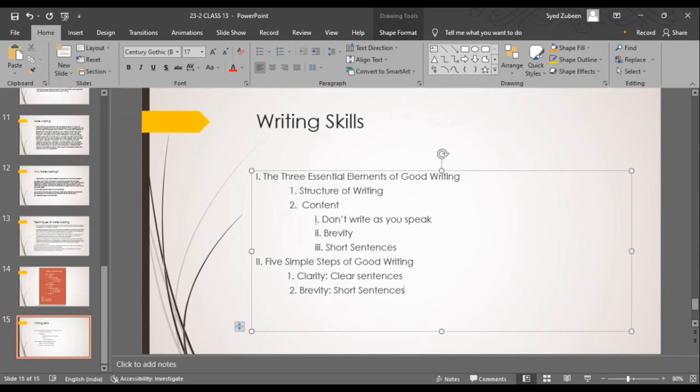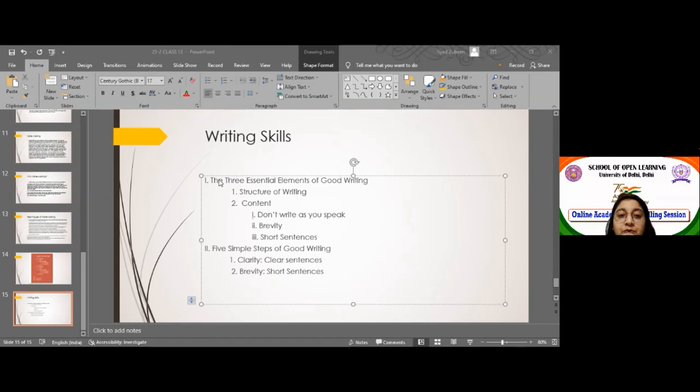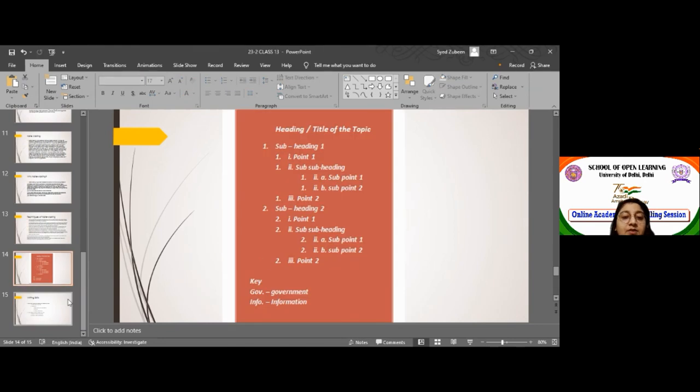Okay. So can you see how we have divided it into different parts? We are writing headings, then we are writing subheadings, and then we are further making into points, right? And this is how you are supposed to make notes.